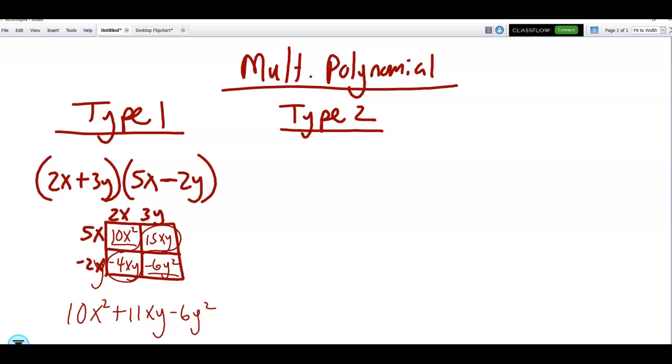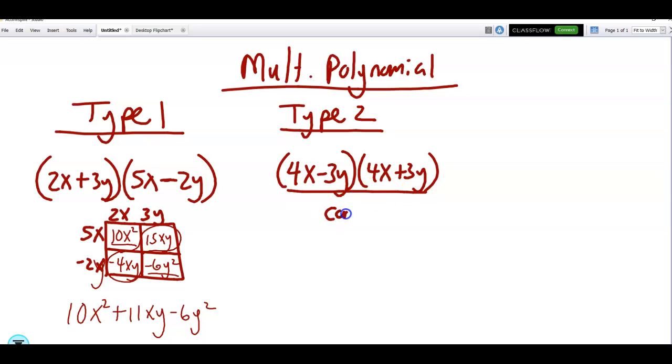Now honestly the method here, the box method, works for all of these problems, but I want us to know how to do a little bit of a different method for these other types. So you could do the box method. The box method will work. But this is an important situation here. This is what we call a, well actually it doesn't really have a name, but these are what we call conjugates.